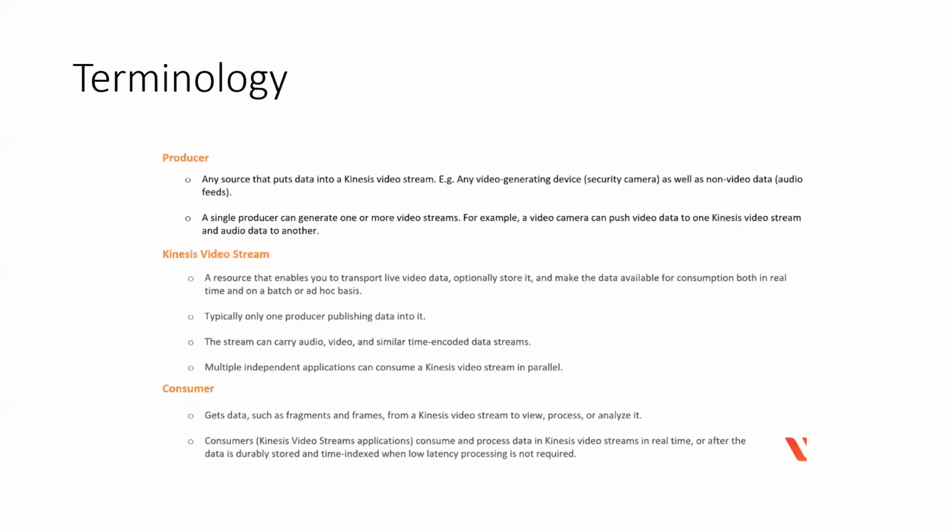Now we saw three terminologies in the previous slide: producer, consumer, and Kinesis Video Stream. Let's understand these terminologies one by one. A producer is your source, which puts in your data. Any video-generating source would be your producer. A single producer can generate one or more video streams, because a security camera or CCTV camera can generate both audio as well as video.